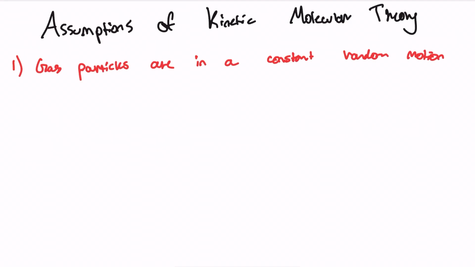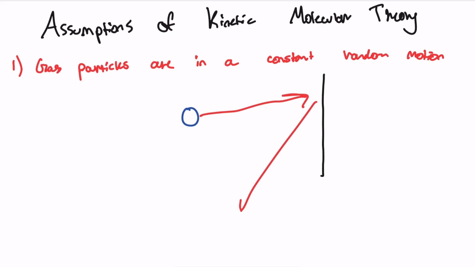The first assumption that we make is that our gas particles are in a constant and random motion. Our particles will move in a straight line until they make contact with something, such as another gas molecule or the wall of a container, and they will then change direction.